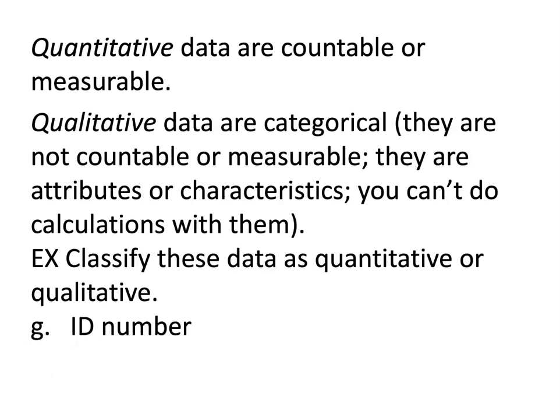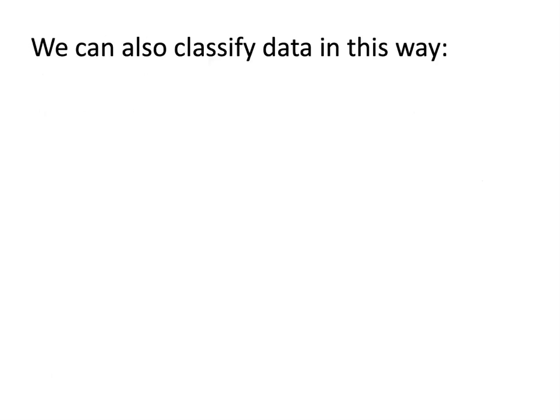ID number. This is tricky. You might think, well, that's a number, so it's got to be quantitative. But be careful. That's actually qualitative because you can't do any calculations with it. Instead of an ID number, you could just as easily have an ID name like Smurf or Joker or whatever. So actually, ID numbers are qualitative, even though, frankly, they are numbers.